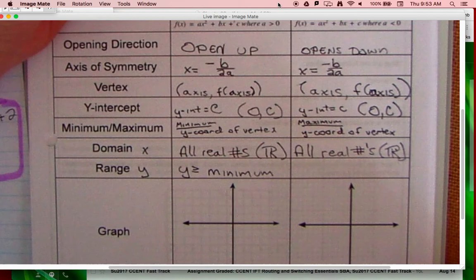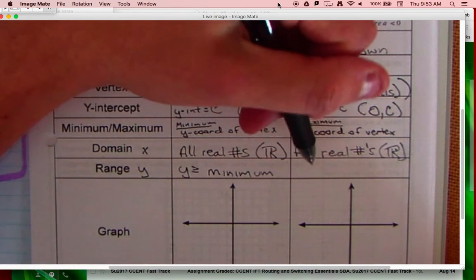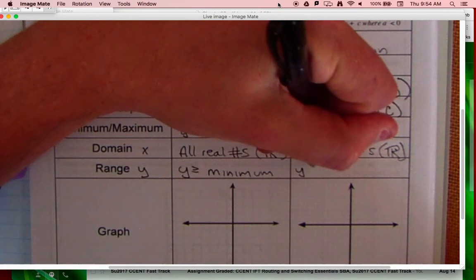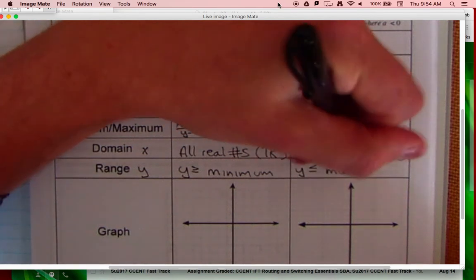Okay? And if it opens down, you're going to have a maximum, and it's going to be y is less than or equal to the maximum.